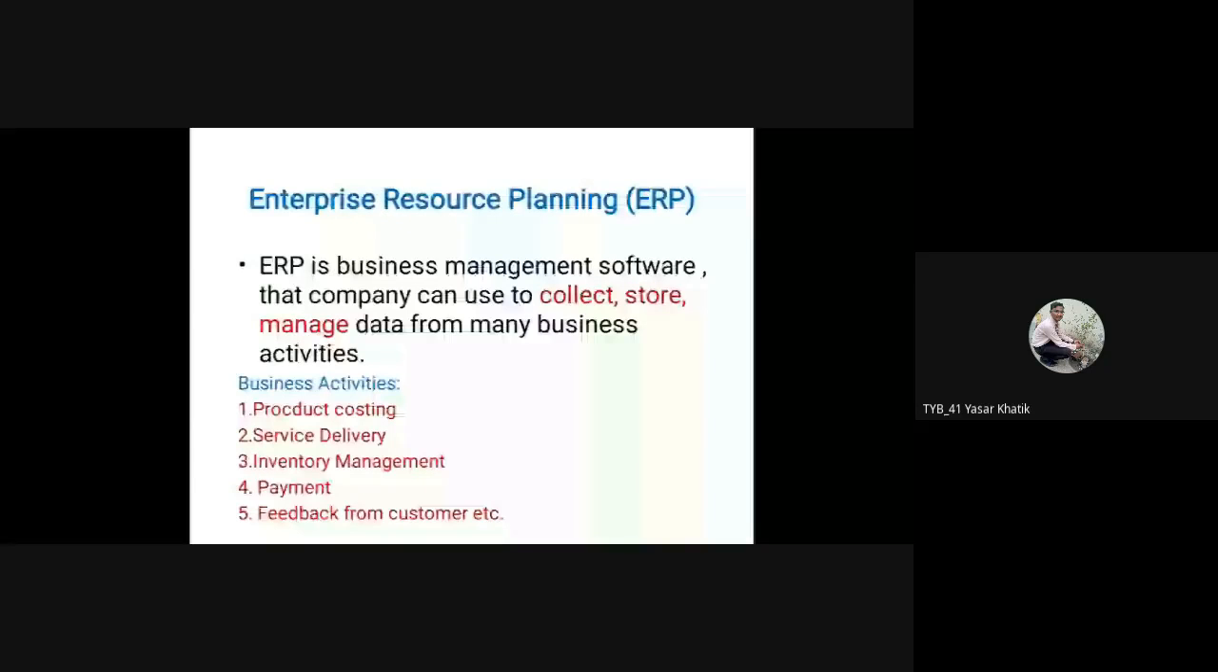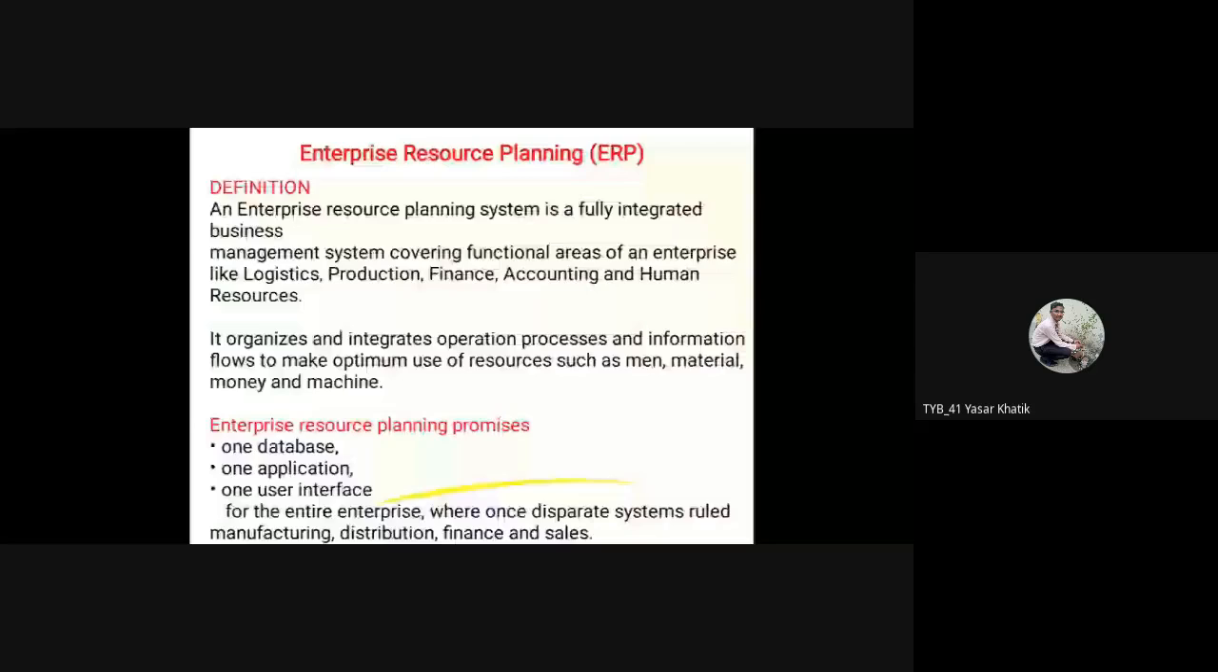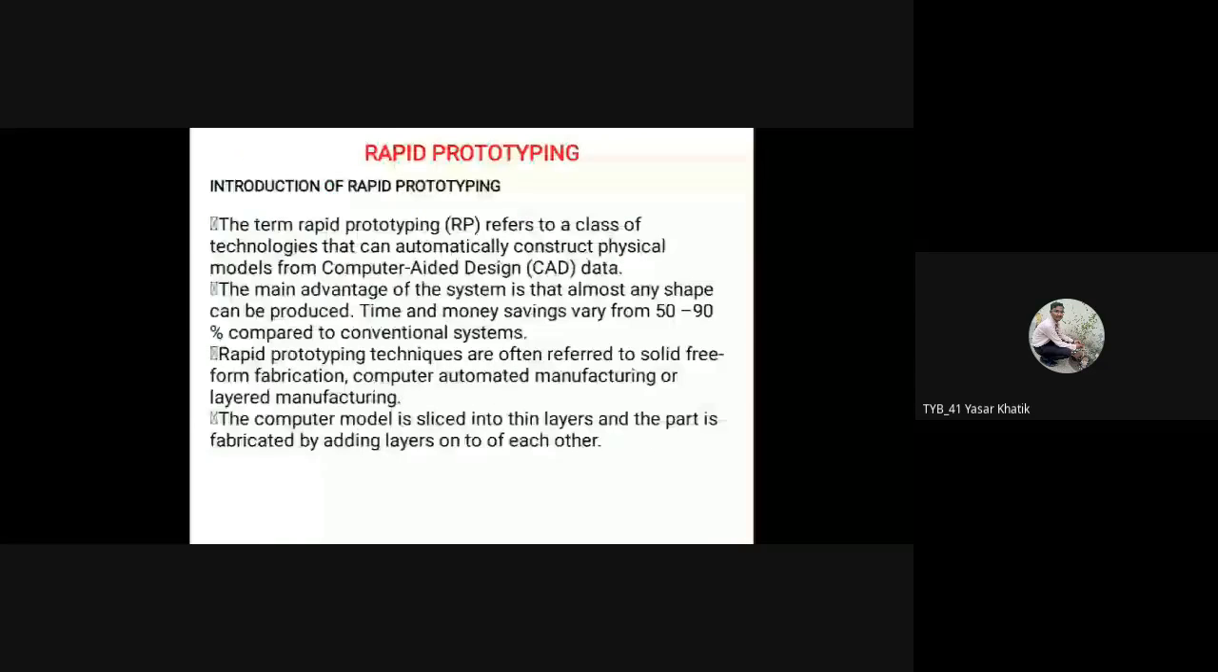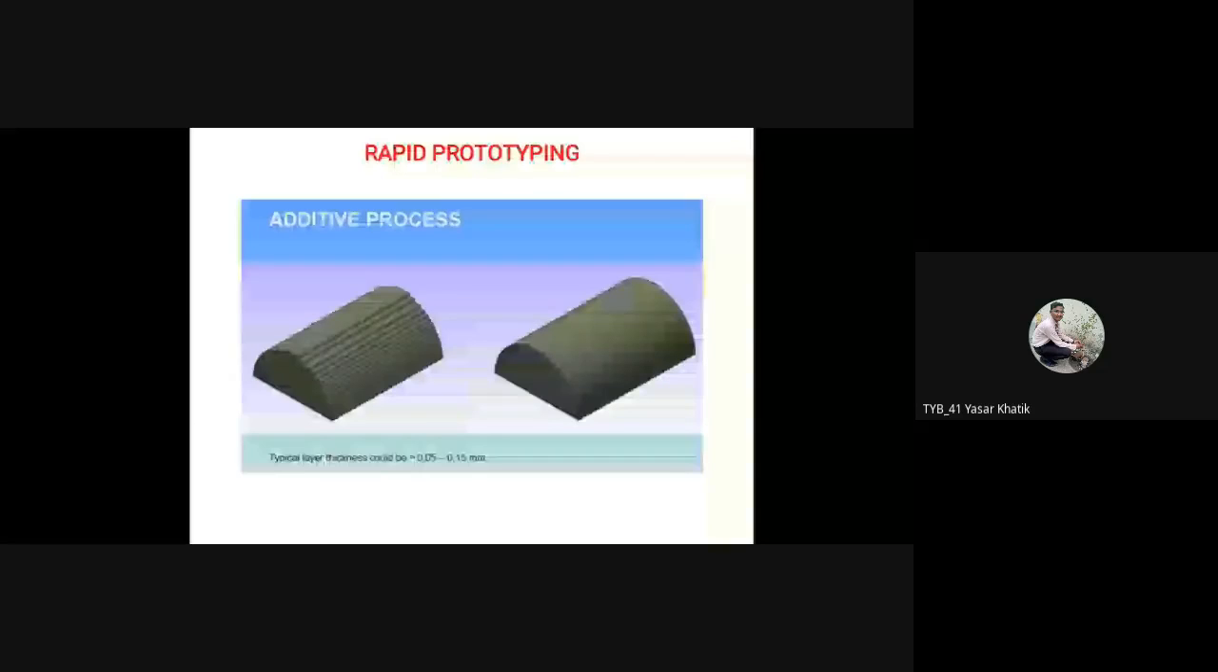It will manage service delivery, payment, and feedback from the customer. And last but not least, that is rapid prototyping. So what is the importance of rapid prototyping in our manufacturing industry? There are some methods to make a product without doing any assembly. In only one step we can produce one prototype to represent that part in front of the market, as early as possible.